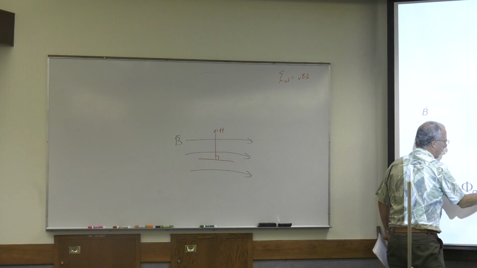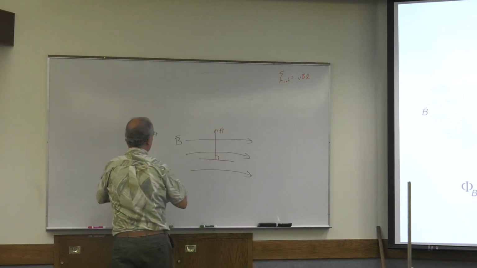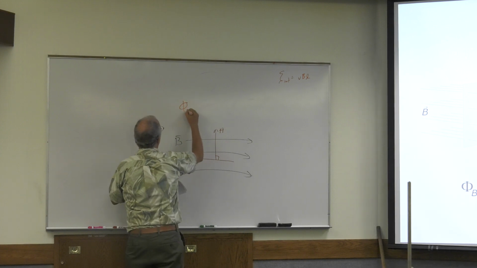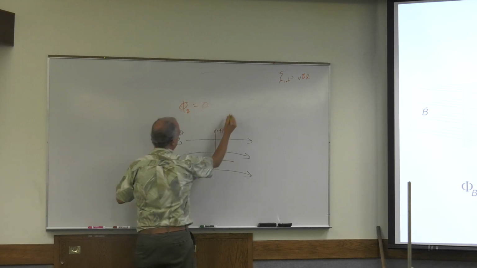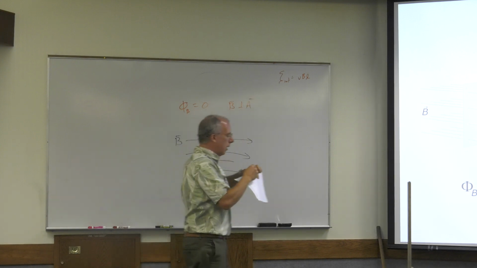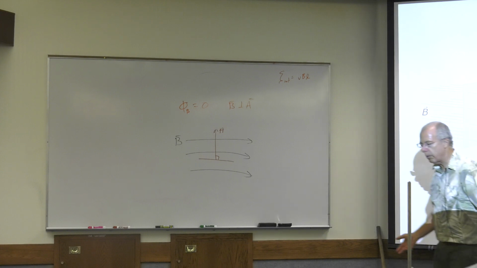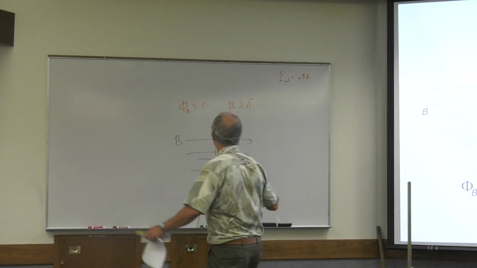When these vectors are parallel, it's B times A. When these vectors are perpendicular, the flux would be 0, right? Because B is perpendicular to A. Well, how about something in the middle? So what do you think is a good equation for flux? What trig function?